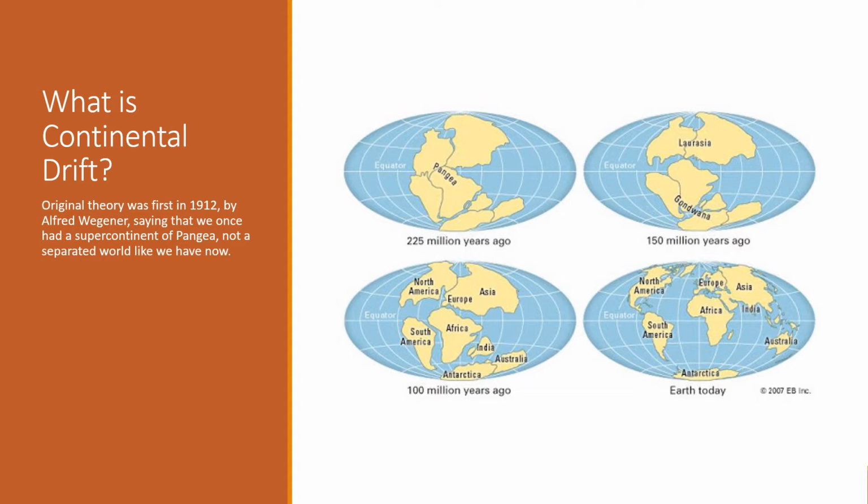Well, this is where Wegener's theory of continental drift comes in. As pictured, he said we started as one big continent of Pangea around 225 million years ago and then drifted to where we are now.